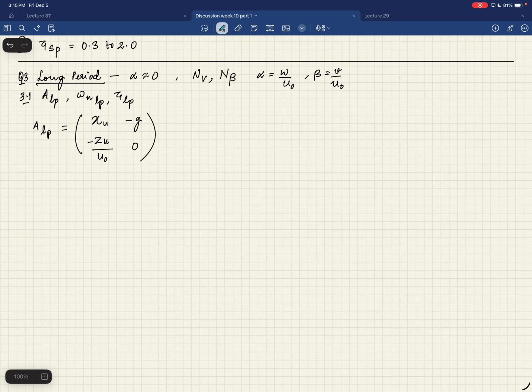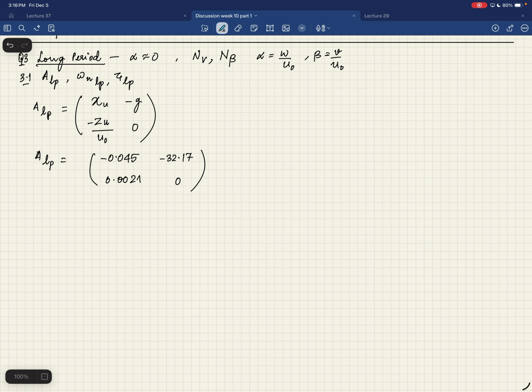So if you go ahead and plug in the values that are there in the question, you will find that it comes out to be negative 0.045, negative 32.17, 0.0021 and a 0. So what is left to find out? The natural frequency and zeta. Again, the same thing that we did in the short period in the morning as well.